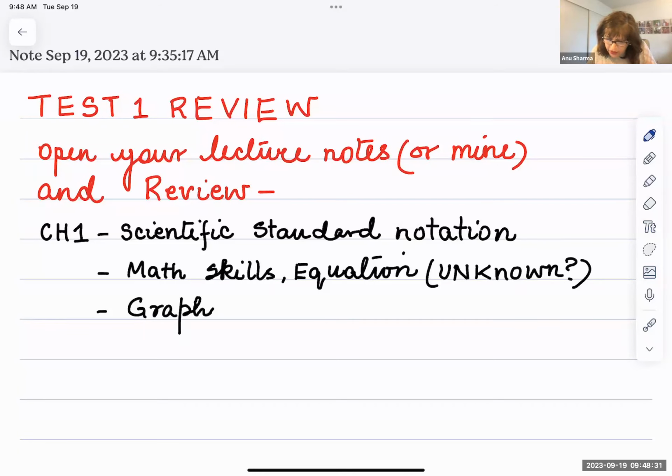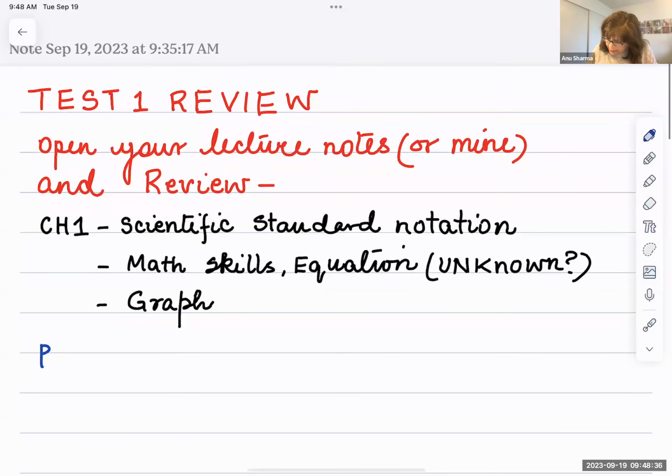Here you are given a problem. This is on page 23, problem 1.49. Express the following numbers in scientific notation. Part A: this problem 1.49 is 120,000.